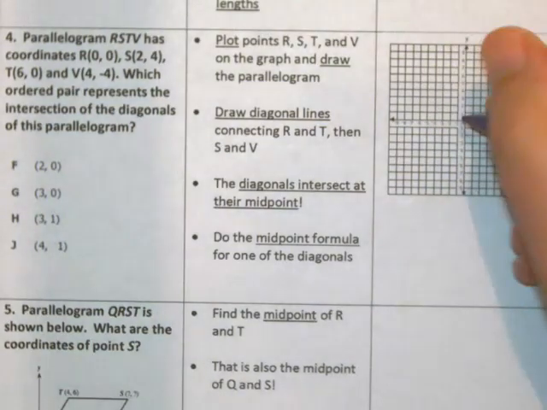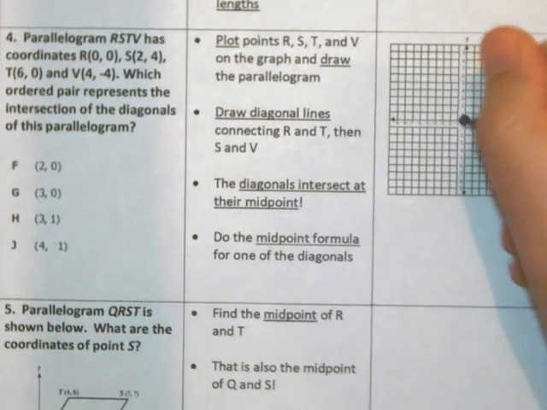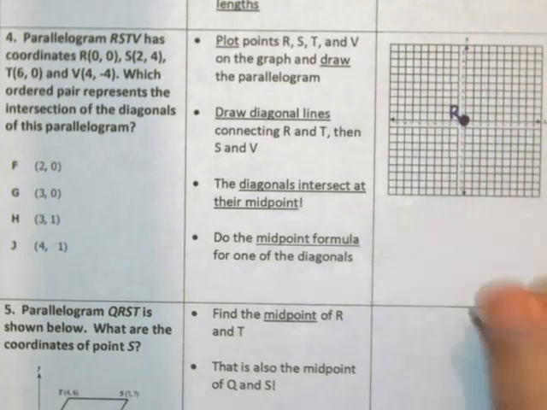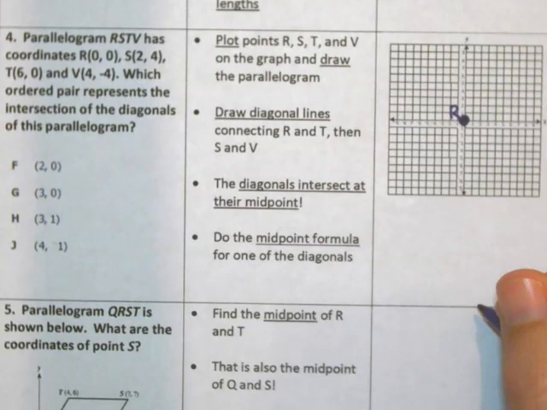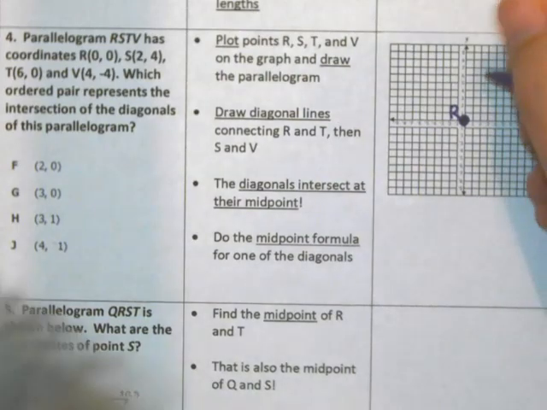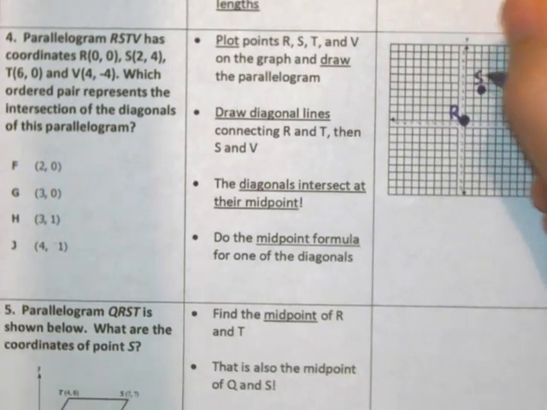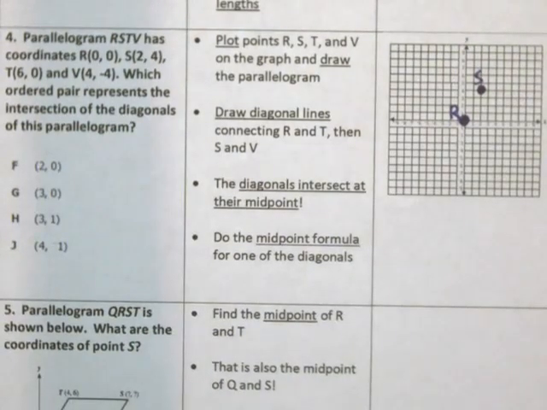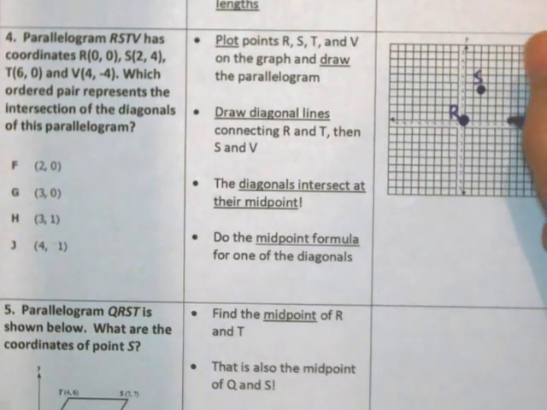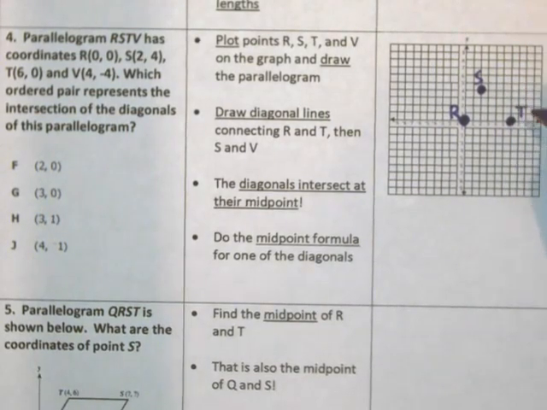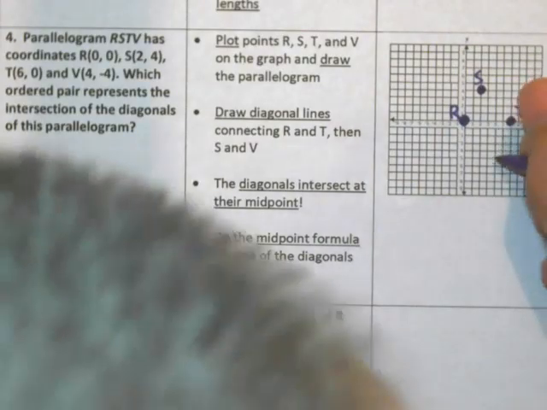R is 0, 0. S is 2, 4. T is 6, 0. And V is 4, -4.